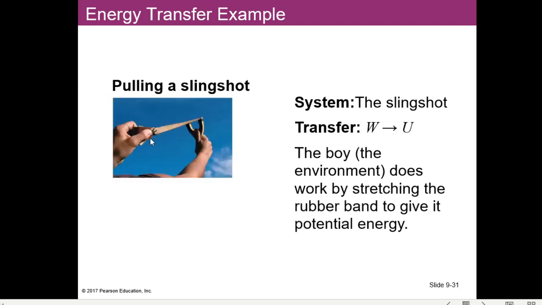Or you can also do a similar thing by pulling this elastic back. Pulling the elastic back takes effort, right? So you're exerting a force over the distance of pulling this elastic back. So that's work that you're doing, and that's going to become the potential energy stored in this rubber band.